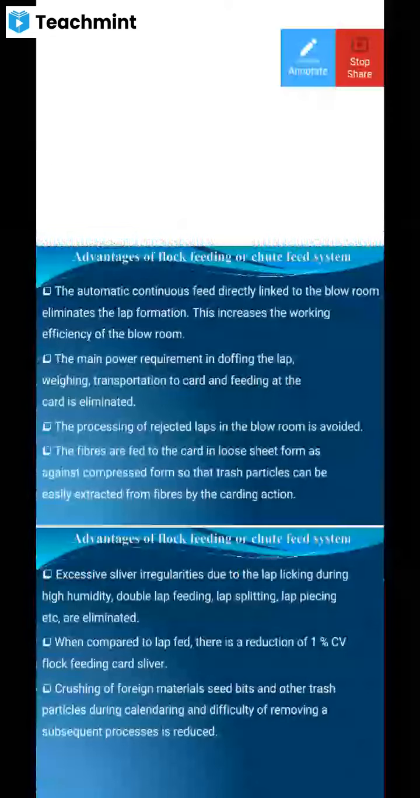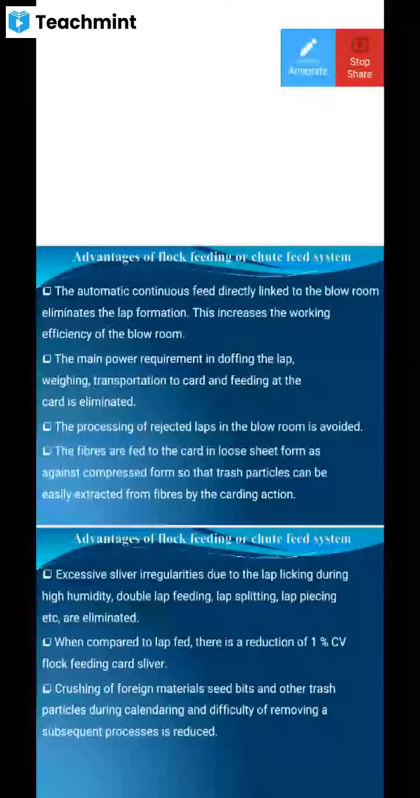And power requirement during the time of doffing: more power is required to operate the doffing motor, and there is additional work for weighing the lap. We maintain the tolerance. Suppose 15 kg is the standard lap weight, plus or minus 100 g we allow. That means 14.9 kg to 15.1 kg we allow. So the weighing is also work. So the workforce may be reduced by implementing the tube feeding or flock feeding system.